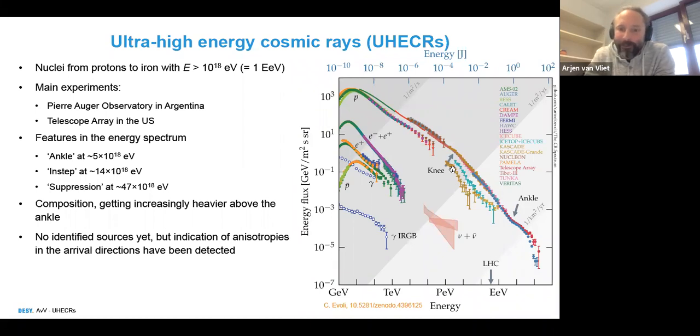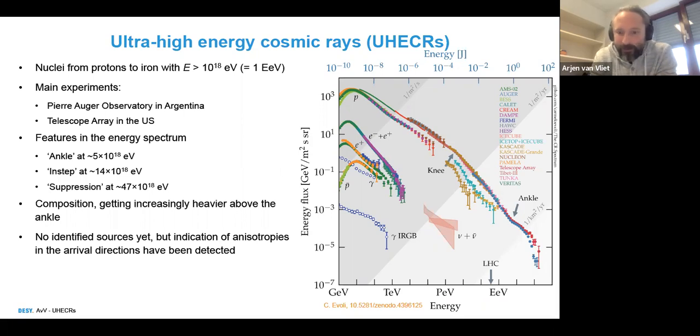What you can also see is there are several features in this energy spectrum. We have the knee around here and the ankle close to the highest energies. Generally speaking, the general picture is that cosmic rays below the knee have a galactic origin, while cosmic rays above the ankle have an extragalactic origin. And somewhere in between, there's a transition from galactic to extragalactic.